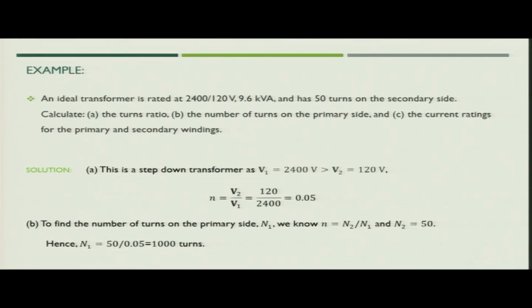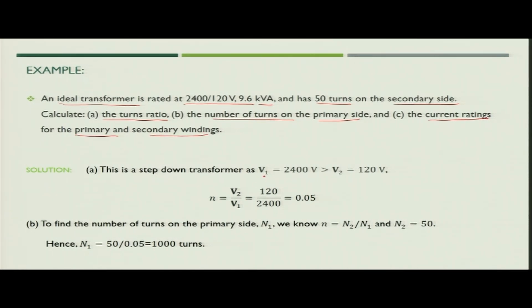Now, let us take a couple of examples related to the ideal transformer to understand the concepts which we have discussed till now. If an ideal transformer is rated as 2400 by 120 volt and the kVA rating is 9.6 kVA, and has 50 turns on the secondary side, we need to calculate the turns ratio, the number of turns on the primary side, and current ratings for primary and secondary windings.